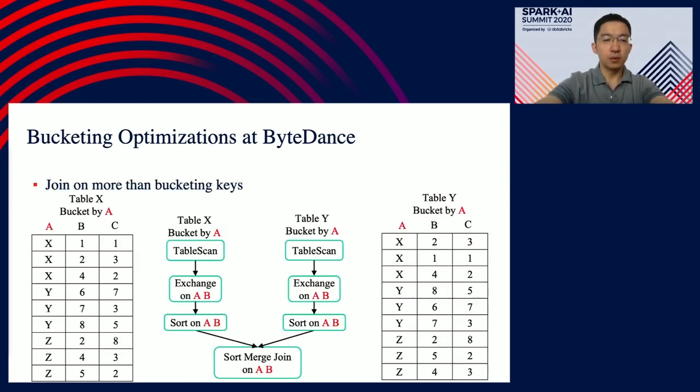The next thing we support is joining on more than the bucketing case. On the left side, the table X is bucketed on A, where A is the column name. And on the right side, the table Y is bucketed by A, and A is also the bucket column name. But the SQL query requires that we join table X and table Y on both A and B. So exchange and sort are introduced: exchange on A and B, and sort on A and B.